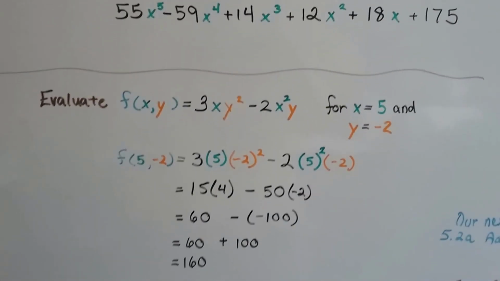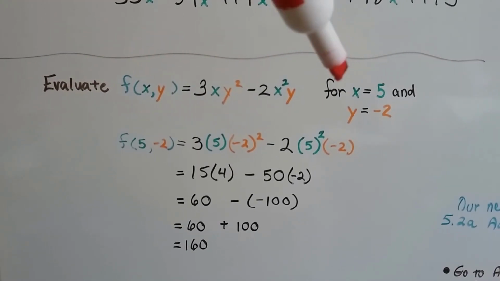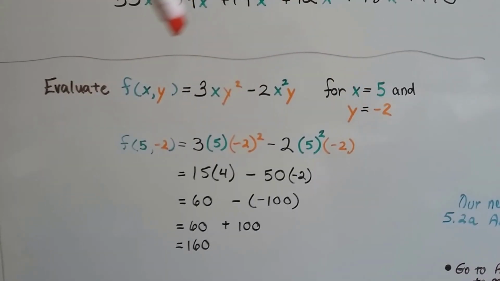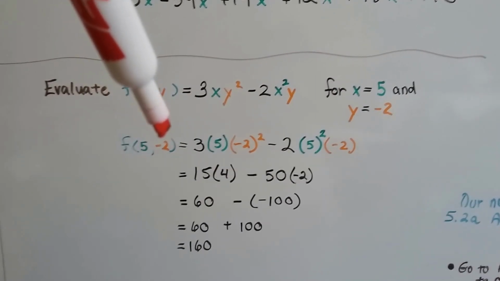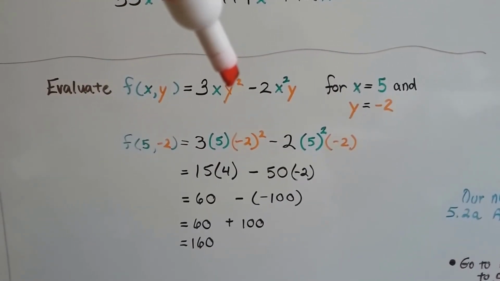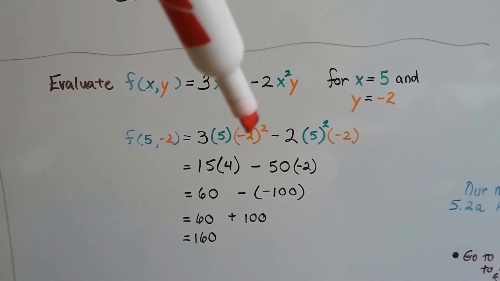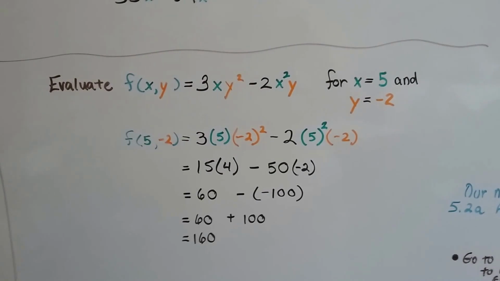For this one, it says evaluate the function of x, y. For x is 5 and y is a negative 2, we just plug that in, 5 and the negative 2. Wherever there's an x, you put the 5, and wherever there's a y, you put the negative 2. See? So that would be negative 2 squared. Negative 2 times negative 2 is a positive 4, isn't it?